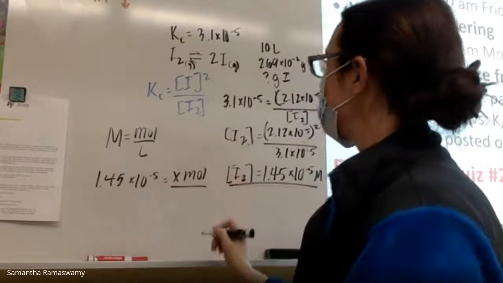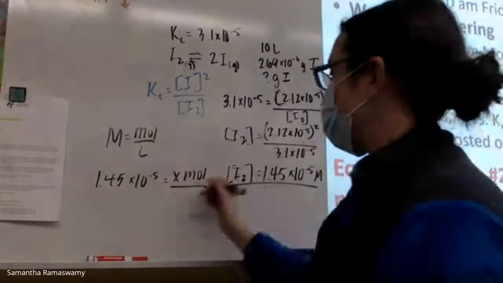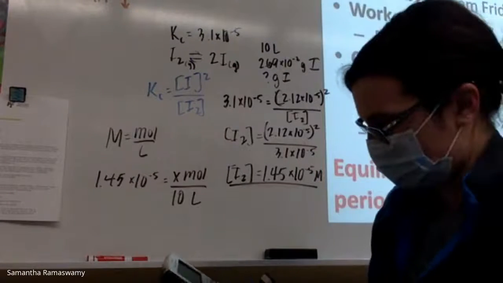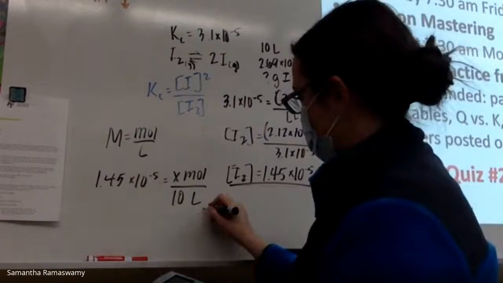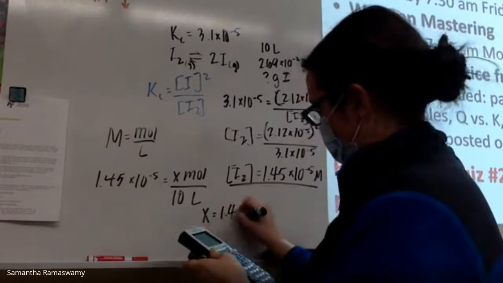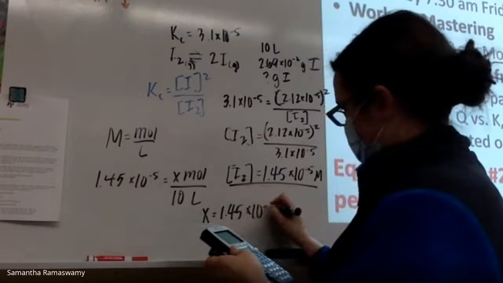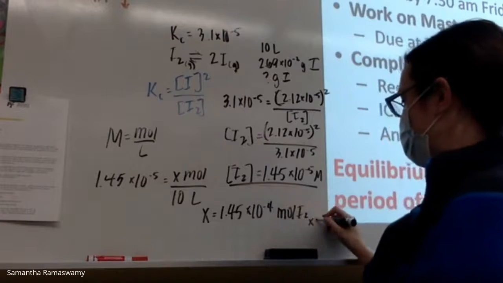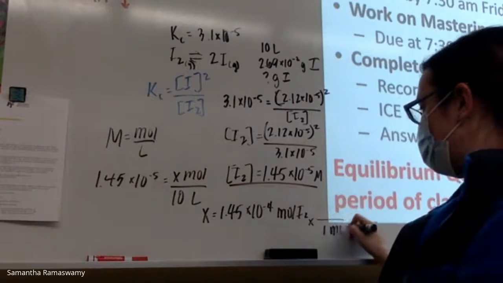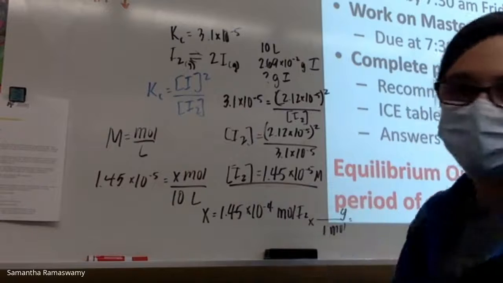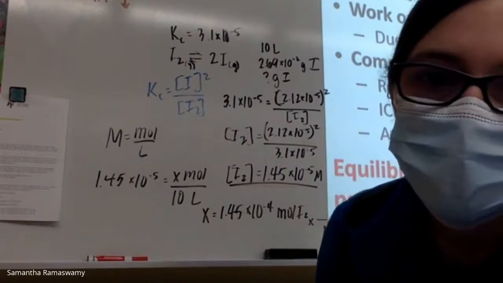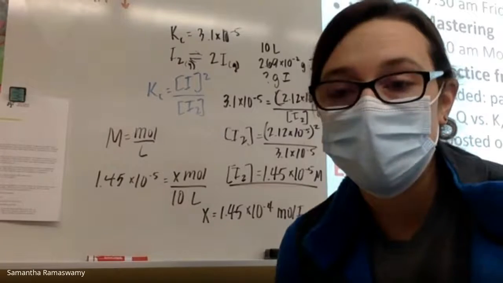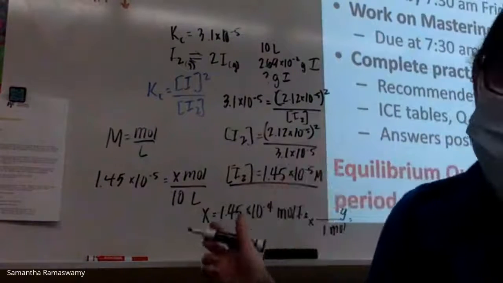X moles over 10-liter container. The size of the container doesn't change. So that's 1.45 times 10 to the negative fourth moles of I2. And then just go to grams of I2 using the molar mass. So 126.9 times 2. That will get you your grams.